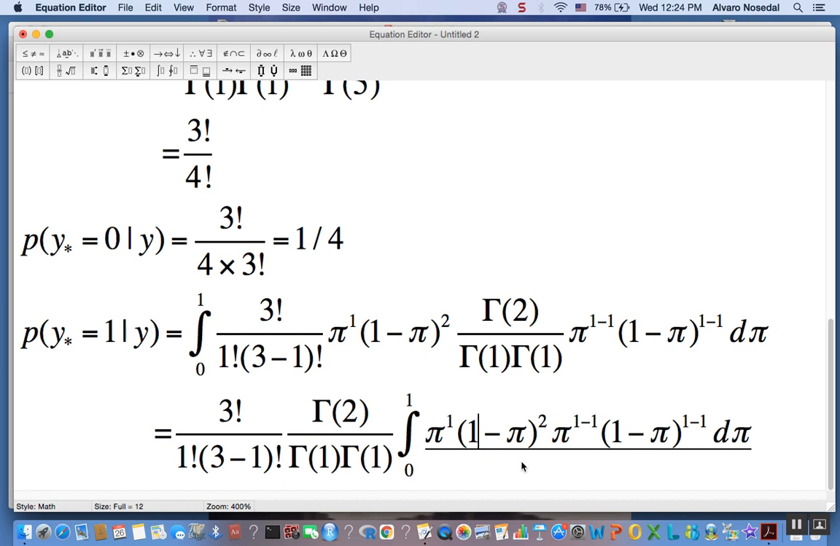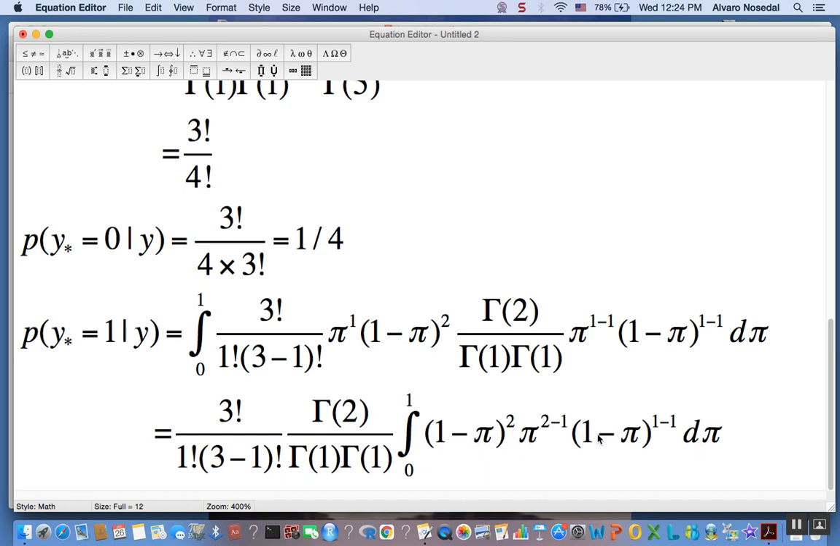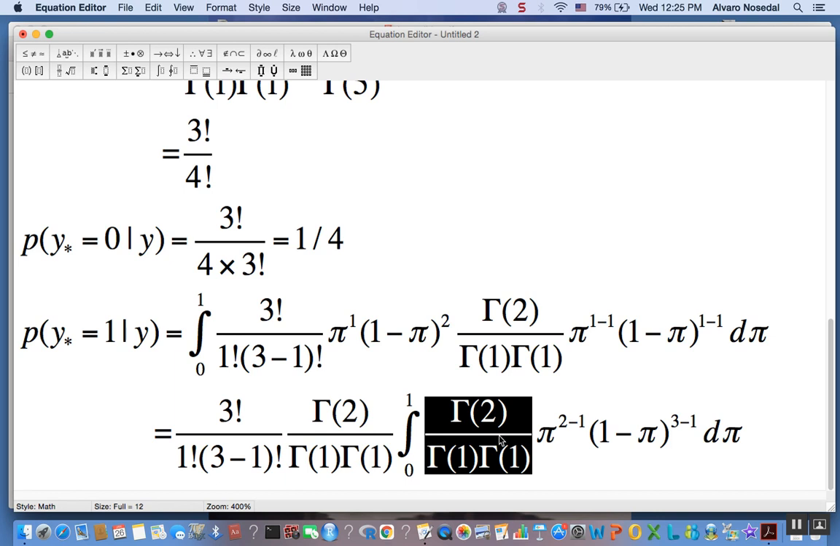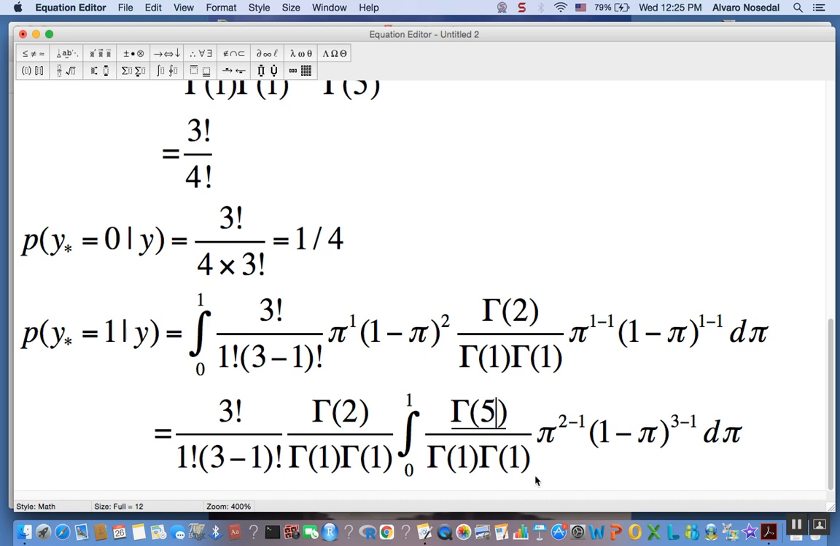And yeah, that's it. So now what we have is, if you take a look at this, instead of pi to the power 1 times pi to the power 1 minus 1, we could just do 2 minus 1, and then we get rid of this 1, and then instead of having 1 minus pi squared times 1 minus pi 1 minus 1, how about we do 2 plus 1, 3, right? So we have this. We recognize this as the kernel of a beta with parameters alpha equal to 2, beta equal to 3. So we complete the integrand. We multiply by the constant that would turn that into a legit beta distribution.